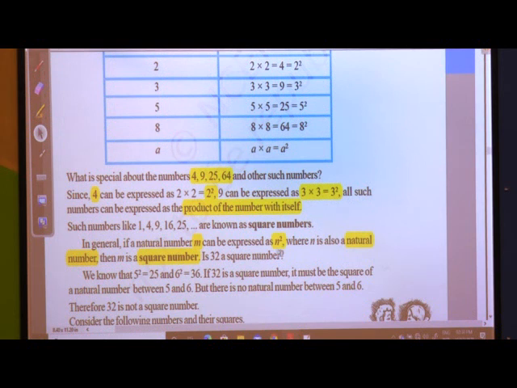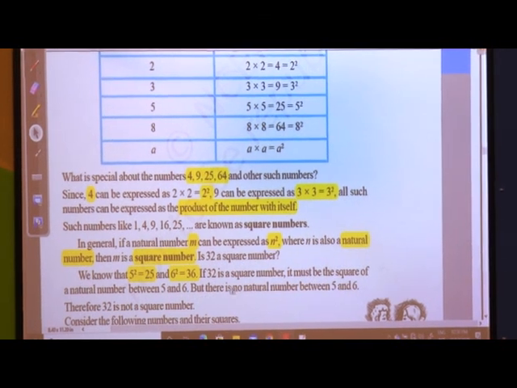Is 32 a square number? The next question they have asked there: is 32 a square number? We know that 5 square is equal to 25, 6 square is equal to 36. If 32 is a square number, it must be the square of a natural number between 5 and 6. But there is no natural number between 5 and 6.